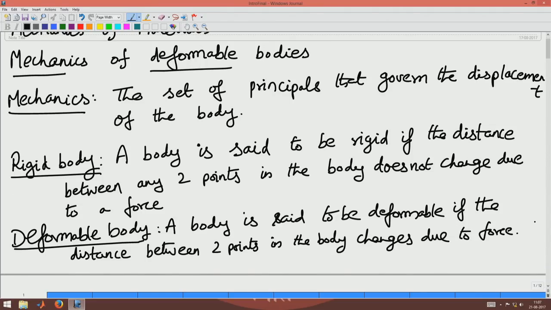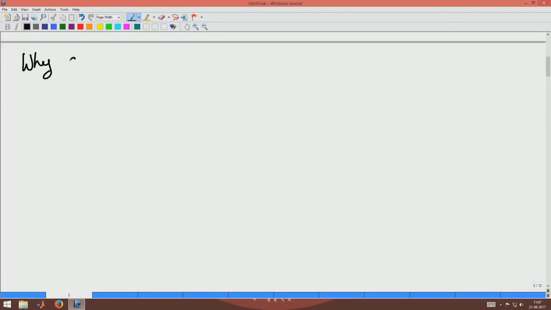Next, let us understand why we want to relax the assumption of rigidness of the body. Why assume a body as a deformable body? Okay. Why do you assume a body as deformable and not retain the assumption that the body is a rigid one? The reason is the following.